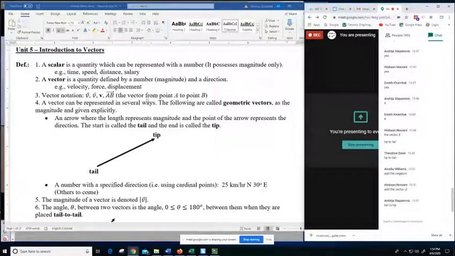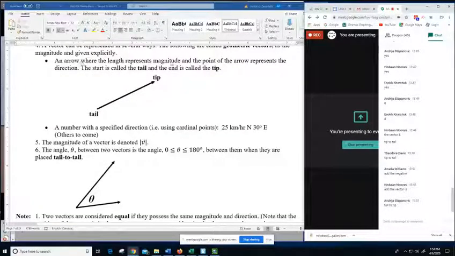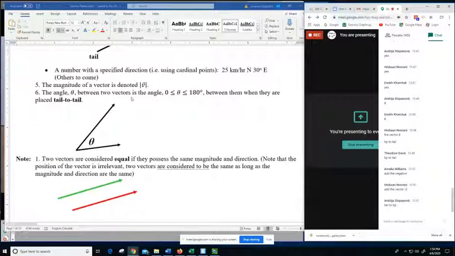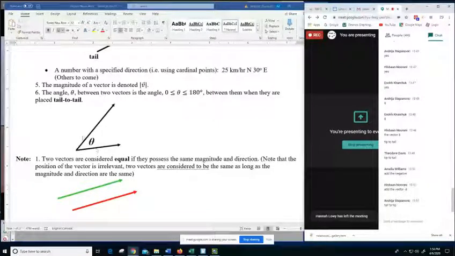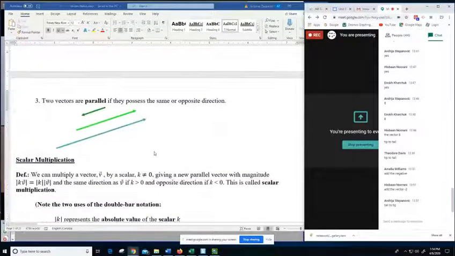And we can talk about the vector from point A to point B. Here's the starting point, here's the ending point, and just put an arrow above them to represent the fact that it's a vector. Okay, you can use this idea of an arrow. You can use this idea of cardinal directions, and we're going to see some other ones. Okay, you need to understand the notation of the magnitude, and very important, make sure you understand that anytime we say the angle between two vectors, we're talking about the vectors placed tail to tail. Okay, equal, opposite, and parallel.